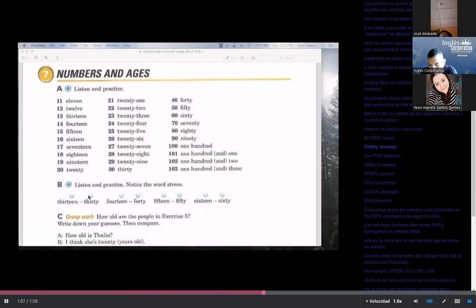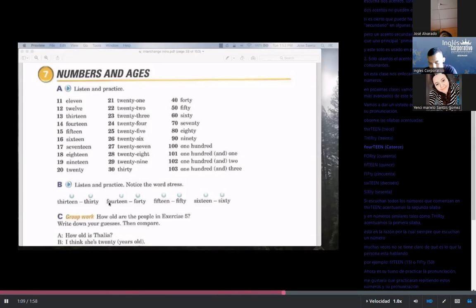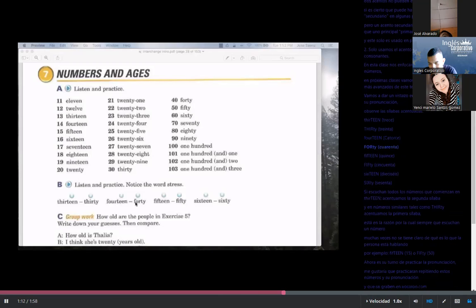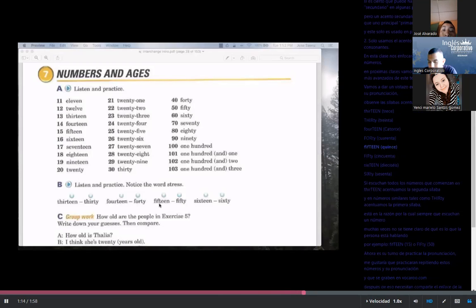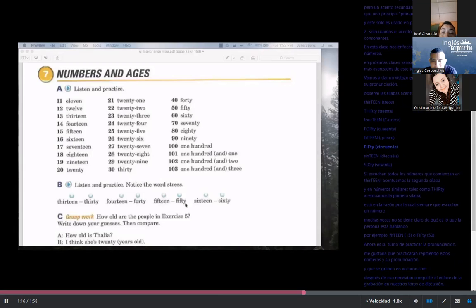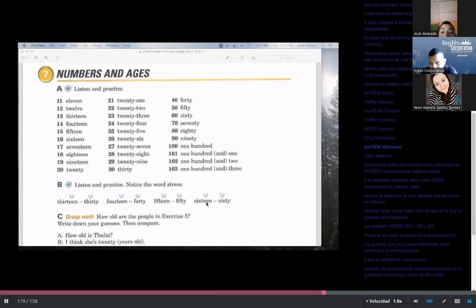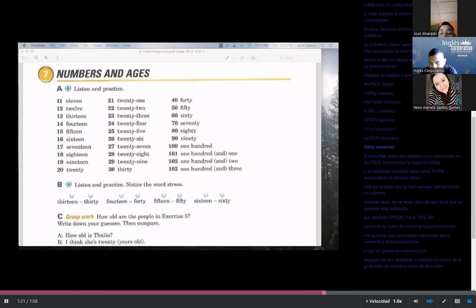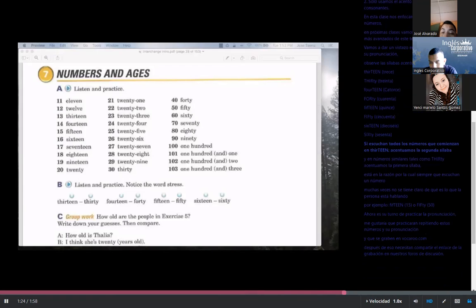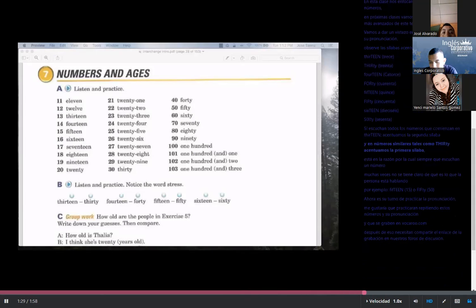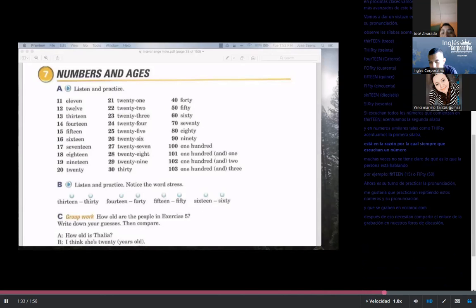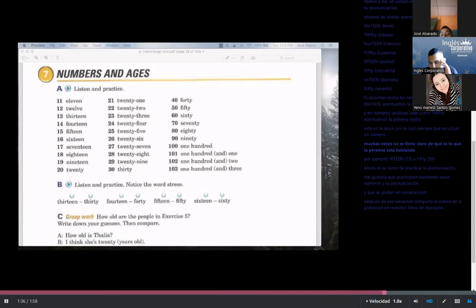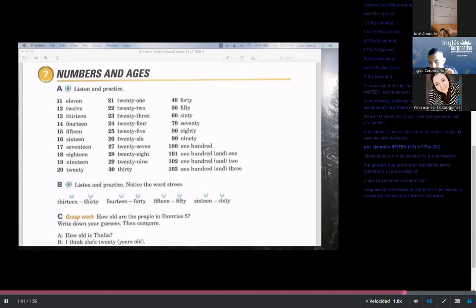13, 30, 14, 40, 15, 50, 16, 60. If you hear all the numbers starting at 13, we will stress the second syllable, and similar numbers such as 30, you'll stress the first syllable. This is the reason why whenever you hear a number, you may not be clear on whether the person is talking about 15 or 50.